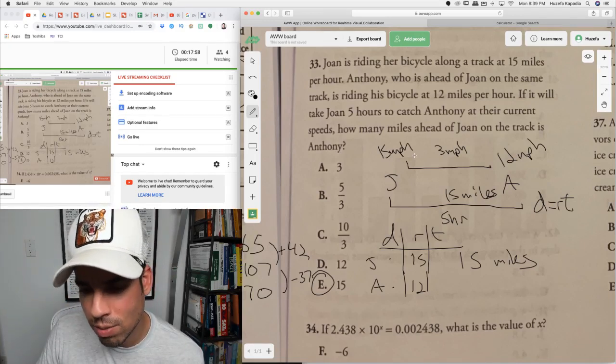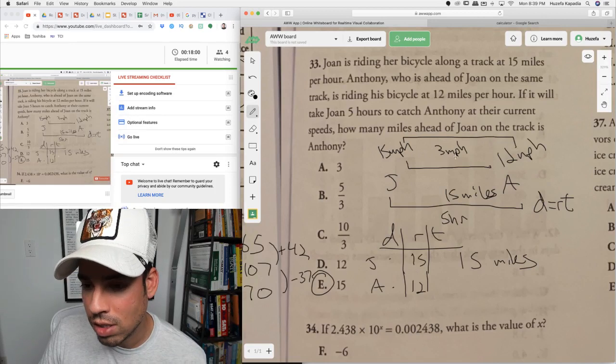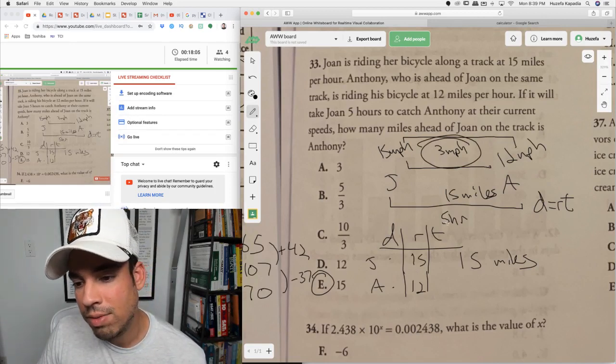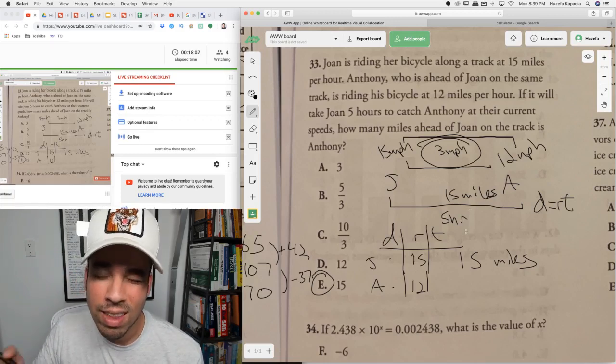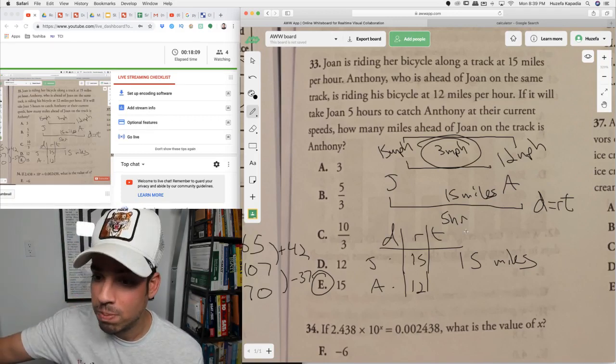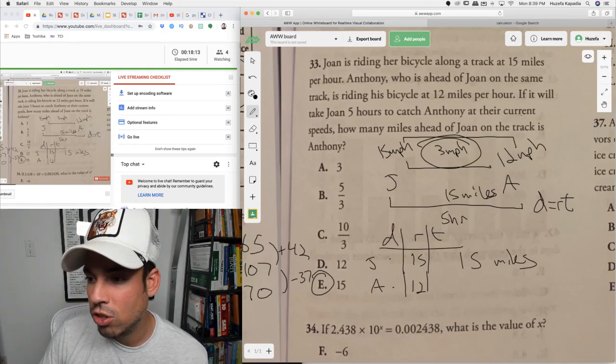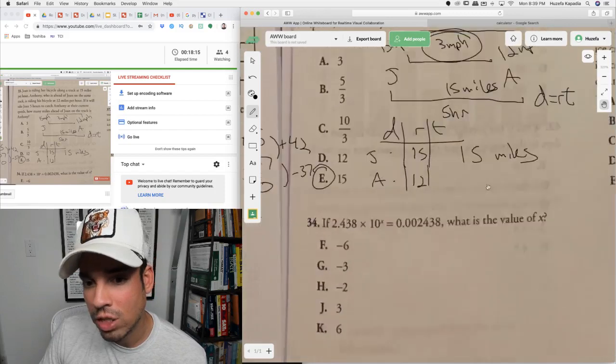Instead, I would do what I just did, which is look at the differential and say, hey, she's riding 3 miles per hour faster. So if it's going to take her 5 hours to catch up to him, that's the pace at which she's gaining on him. So 1 hour she'd gain 3 miles, 2 hours she'd gain 6, and so on, and 5 hours she'd gain 15. So that's how far back she is, 15 miles.